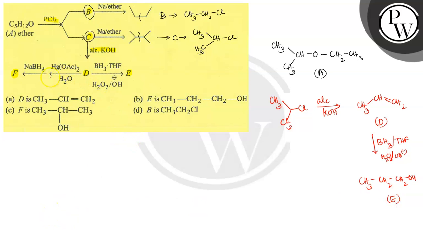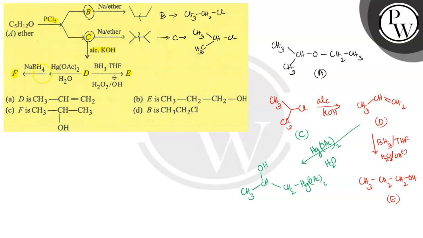Now if we look at this sequence of reactions, this is D, this one is E, and this is C. Now if we treat D with mercuric acetate, Hg(OAc)2 and water, then we'll get a hydration product, like this: CH3 CH with OH, and here this CH2 HgOAc. This is in the first step.